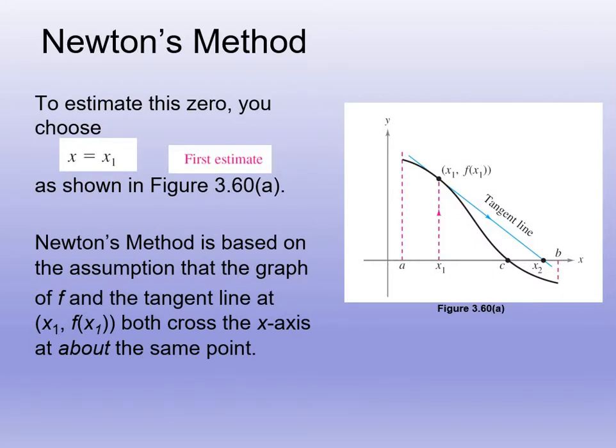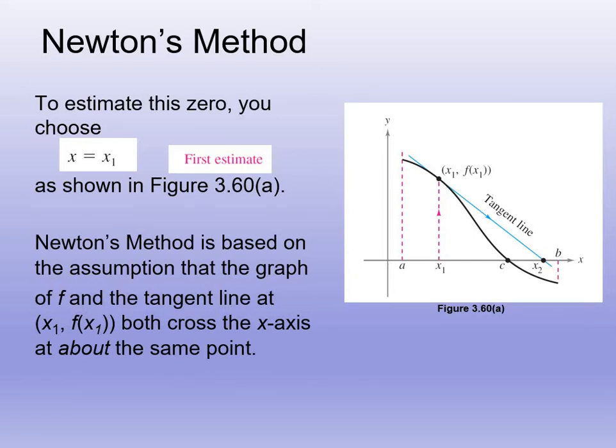Using Newton's method, we're going to estimate a zero. We're going to take some estimates and get close to the zero just by our guess, but we're not necessarily going to pick the zero because it might lie between two whole numbers. When we use Newton's method, we base it on the assumption that the graph of f and the tangent line at x1, f of x1, both cross the x-axis at the same point. That's what we're going to base our approximation on.